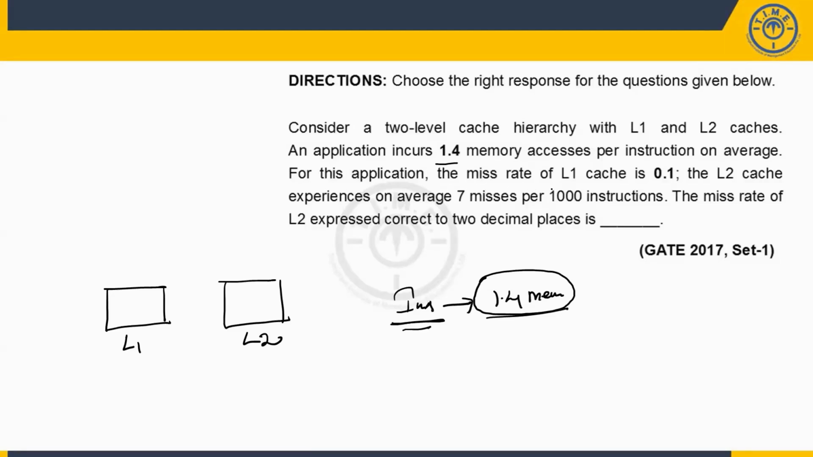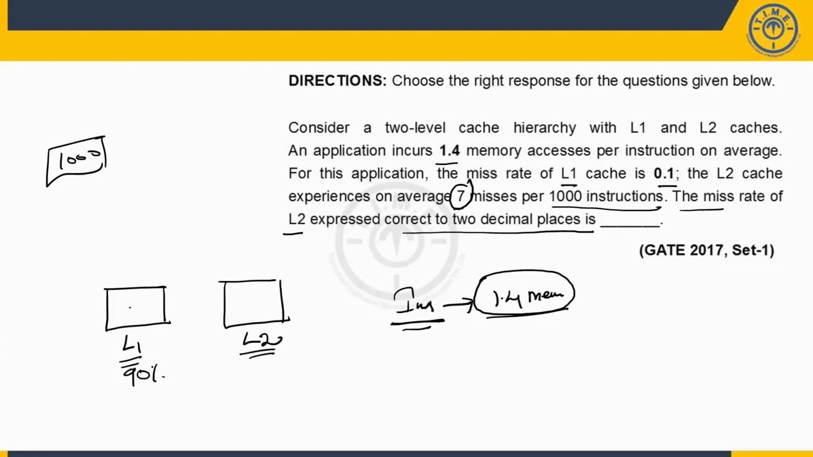For this application, the miss rate of L1 is 0.1. L1 experiences a 10% miss rate, which means 90% is the hit rate of L1. For L2, on an average, there are 7 misses per 1,000 instructions. Here the unit of instructions is equal to 1,000. So for 1,000 instructions, we're going to experience 7 misses. We need to calculate the miss rate of L2 corrected to 2 decimal places.